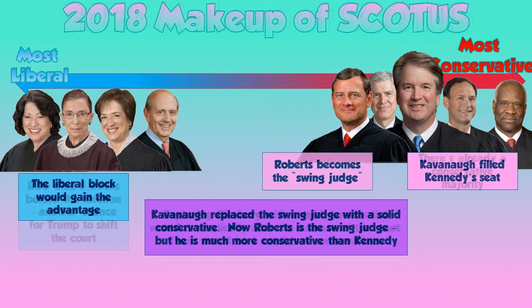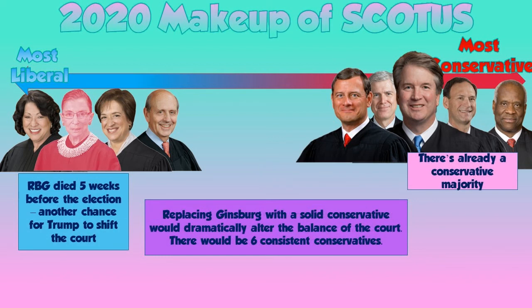All right, so leading up to the 2020 election, there was another surprise death. Ruth Bader Ginsburg died 5 weeks before the presidential election here. So this gave Trump another chance to shift the court, because here he's going to get to replace a liberal judge with a conservative judge, and there's already a conservative majority on the court.